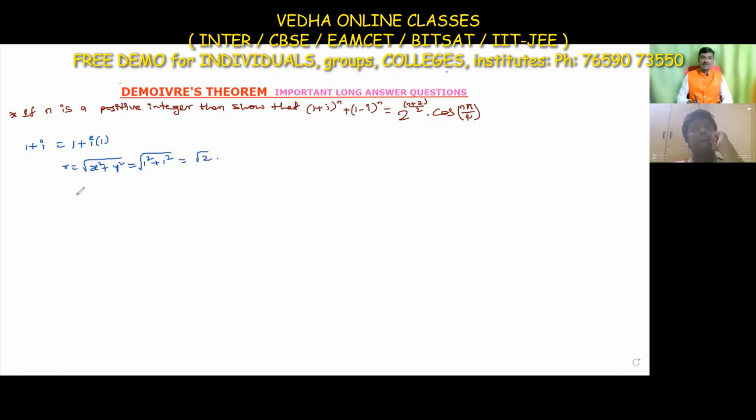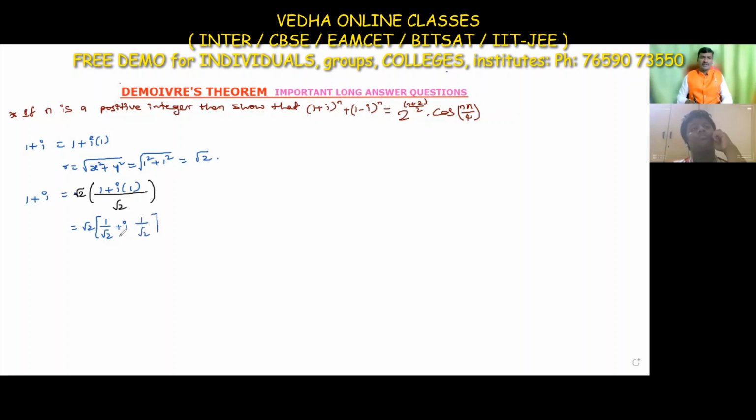Multiply and divide by √2. Then we get √2, and the √2 cancels so we get the same expression again. The remaining part is 1 + i, so we separate it: √2 outside as it is, and inside 1/√2 + i·1/√2.